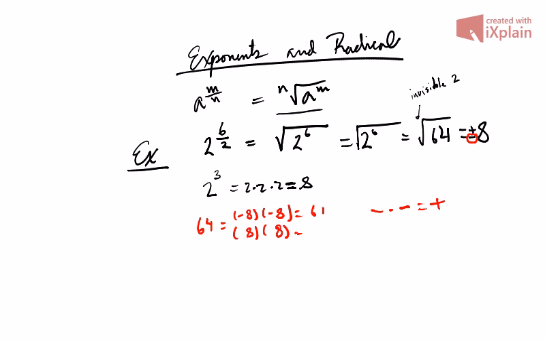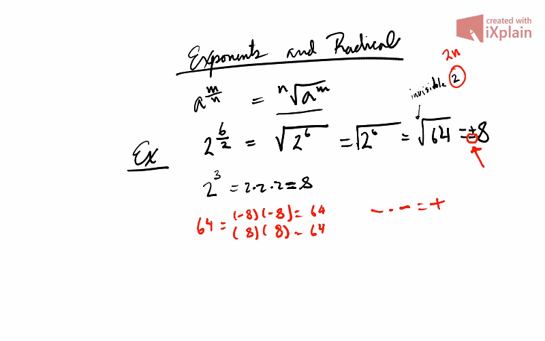Both of them are going to give you that positive 64. But unless you know that the index is even, in the form of 2n, then you're going to forget that negative. And it's going to be very, very wrong. Okay? So you need to be very, very careful.